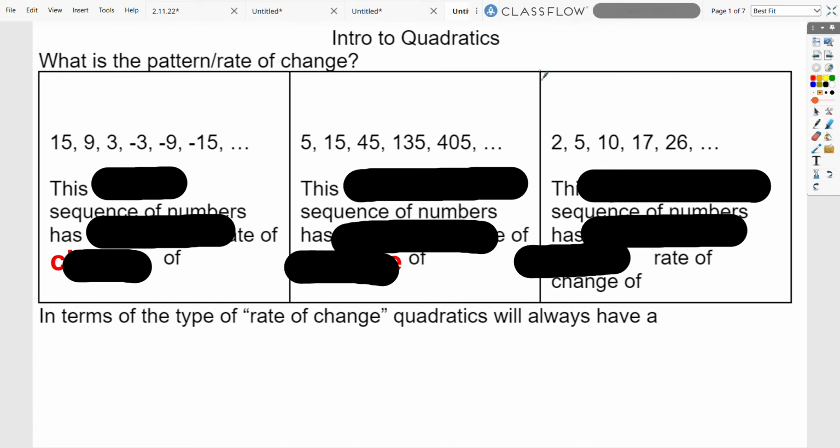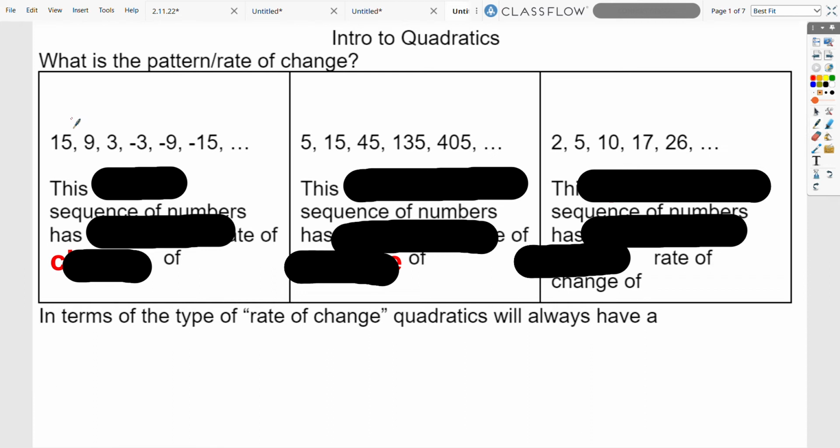In this lesson, we will be introducing quadratics. And so we are going to look over some patterns and rates of change and look at quadratics in terms of rate of change. And so here we have three different sequences of numbers, and we want to find out what the pattern is. So 15, 9, 3, -3, -9.